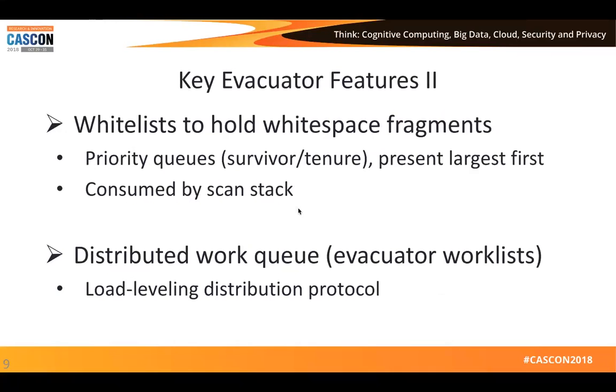And in fact, Evacuator and Scavenger also do a very good job with fragmentation. It's typically less than 1%. And Evacuator does a little bit better with that because it has these whitelists to manage these fragments.